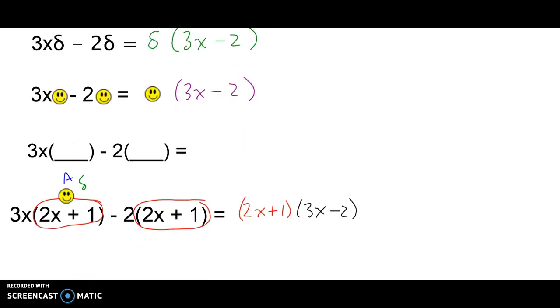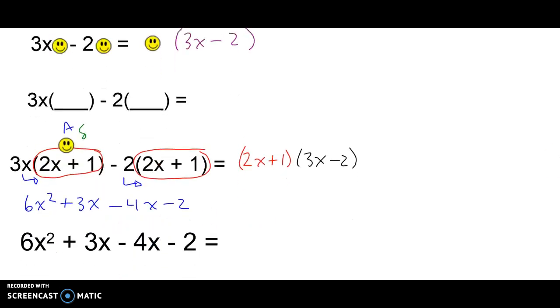The problem is we don't usually write problems out already pre-set up in this format. What usually happens is this 3x would actually be distributed in there, and you'd have 6x squared plus 3x. And this negative 2 would be distributed in there, and you'd have minus 4x minus 2.